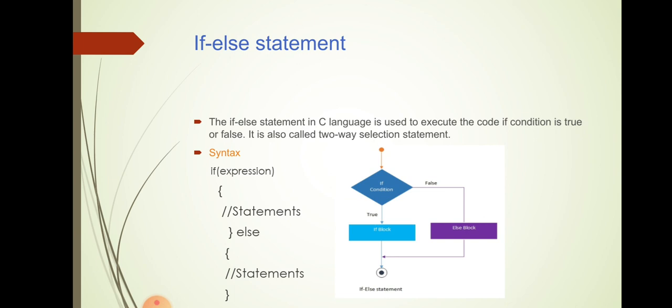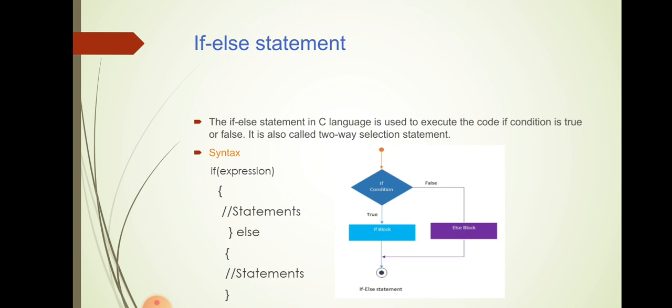Here, if the expression is true, then the if block is executed. Otherwise, if the expression is false, then the else block is executed. How does the if else statement work? If the expression evaluates to true, then the if block statement is executed. Otherwise, if the expression evaluates to false, then the else block is executed. Now see here the flowchart of the if else statement.